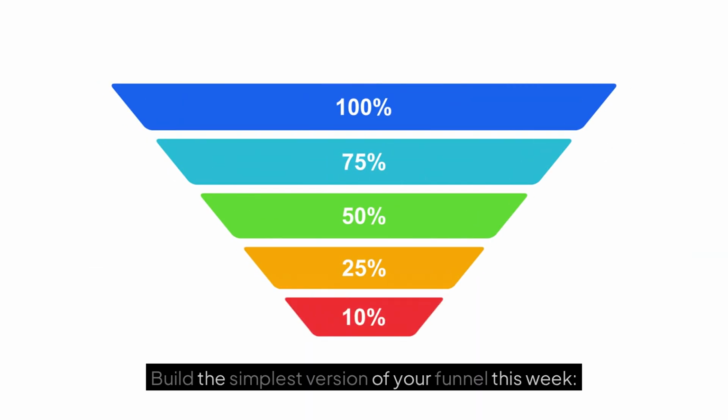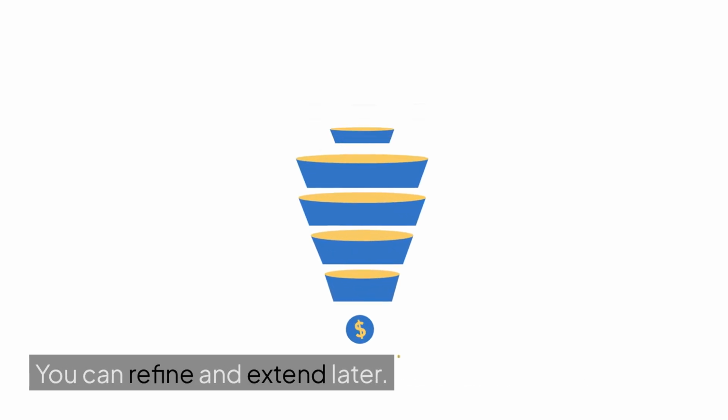Action step. Build the simplest version of your funnel this week. Create 1 lead magnet, PDF or simple tool. Set up an email service account. Build a 1-page opt-in page. Write the first 3 emails of your sequence. You can refine and extend later. The first version just needs to exist.